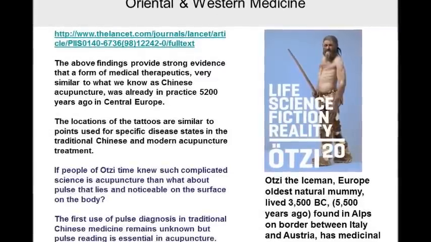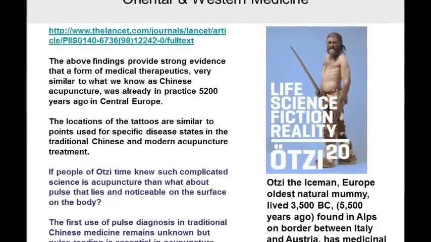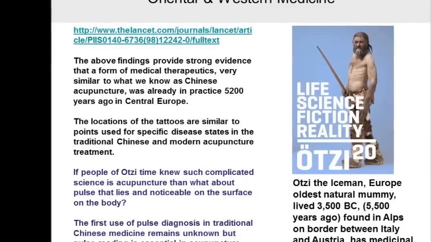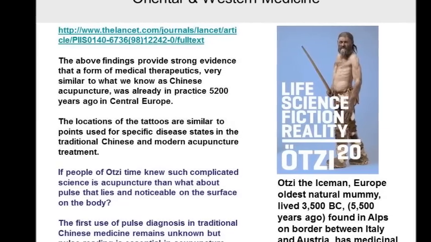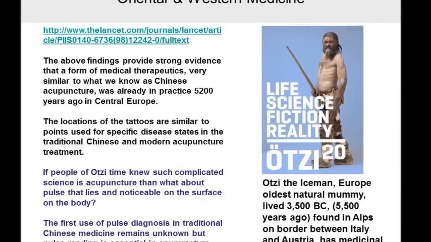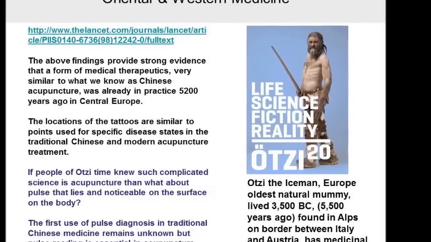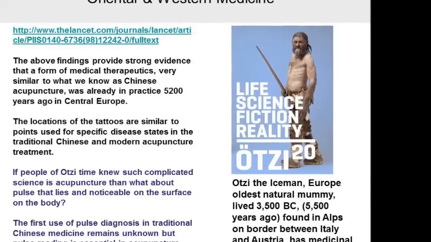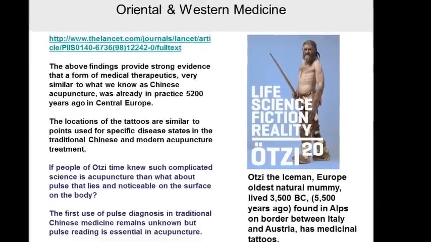So if people of old times knew such complicated science as acupuncture, the study about this is in the Lancet. Lancet is one of the most famous medical magazines in the medical world, and it's quite hard to publish there unless the information has evidence. So there's a lot of evidence about that mummy. So if people of old times did such complicated science as acupuncture, then what about the pulse that lies unnoticeable on the surface of the body?